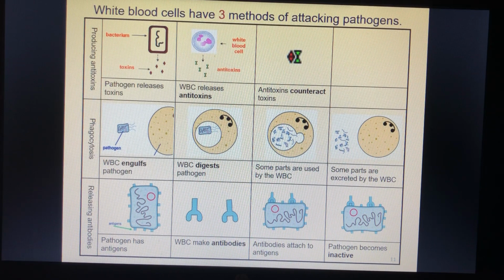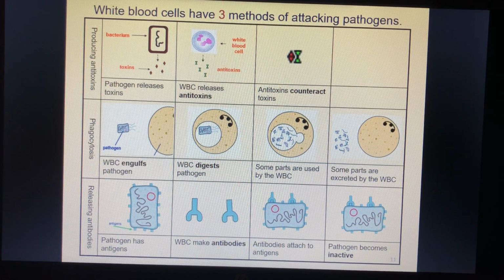The next one we're going to look at is the middle row, and that is the engulfing and digesting of pathogens. We call these particular types of white blood cells the phagocytes, depending on how you say it. And they literally circle around the pathogen and engulf it. They've got enzymes inside which digest it. Some of those parts of the pathogen will be used by the white blood cell, and some are excreted. So that's the engulfing, using that process of phagocytosis, depending on how you want to say it.